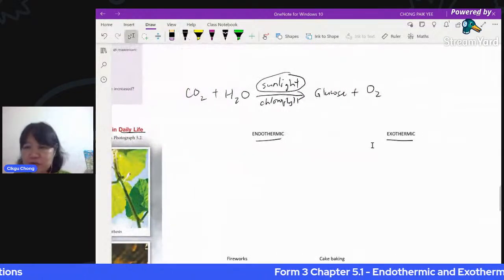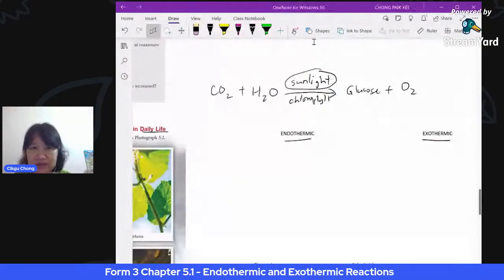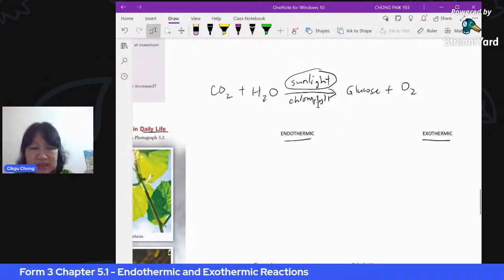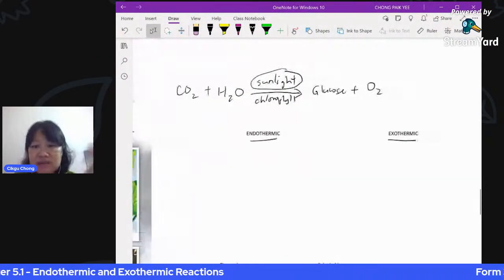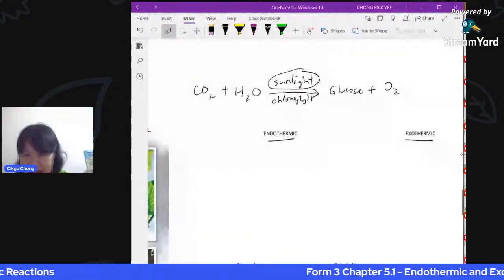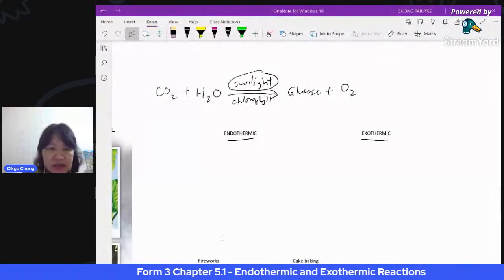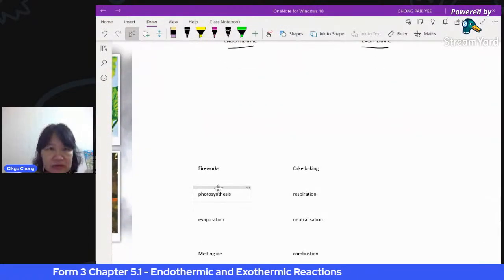Okay, can you put in your chat box here? Photosynthesis is endo or exo? I already gave you the keyword there. It says that it has to absorb the sunlight. Yes, I have somebody writing down already. Good. Yeah, photosynthesis is an endothermic reaction. Yes, correct. Okay, so I can put this over here.